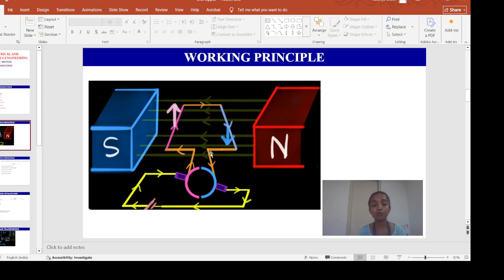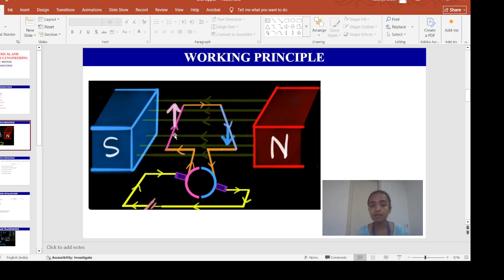What does it say? If we place, this is our index finger, this is our middle finger, and this is the thumb. So what does Fleming's left hand rule say? If the index finger points towards the magnetic field direction, and the middle finger points to the direction of the current, then the thumb will give the direction of the force, provided all these three are perpendicular to each other.